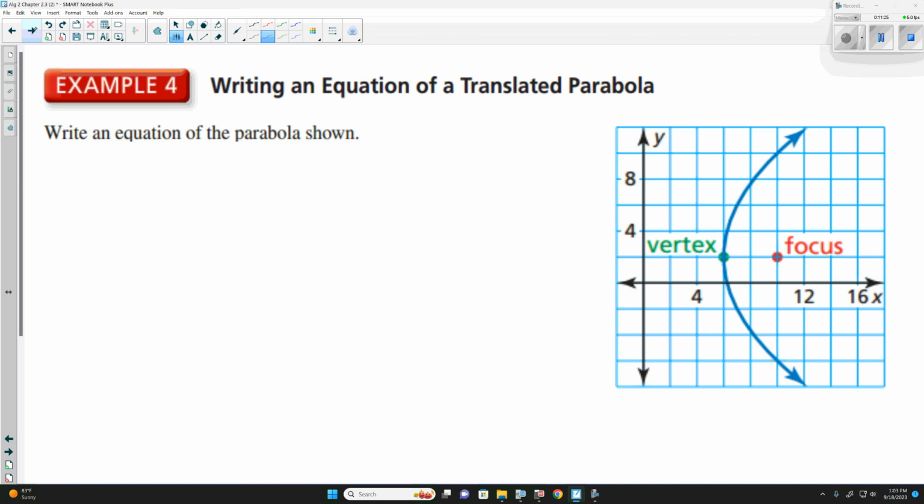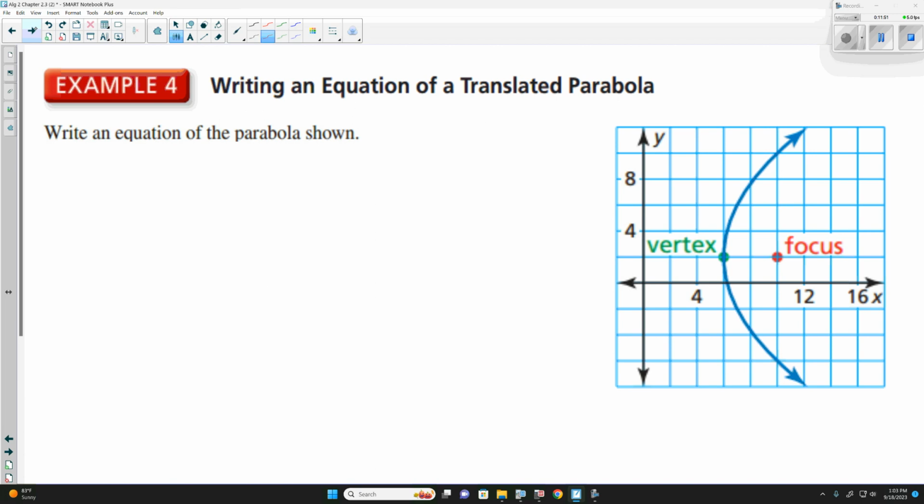But let's look at this first one here. Write an equation of the graph shown. Now, as we look at this one, we need to determine which equation we're going to be using first, because we've got to determine that before we can do anything else. Now, since we're given a graph, which way does it open? Up and down, or left or right? It's opening to the right.